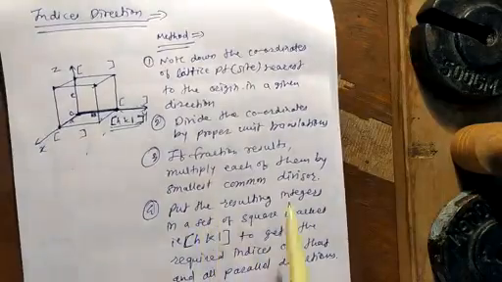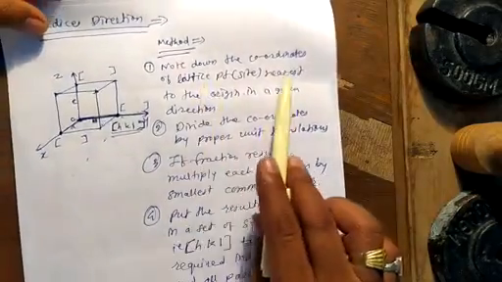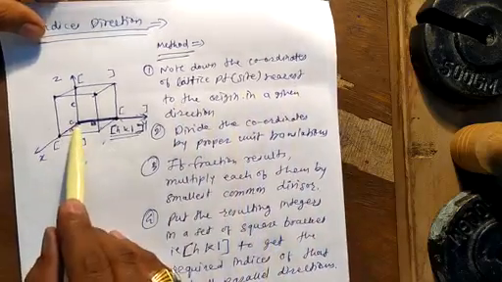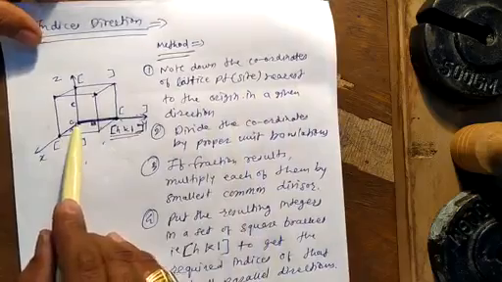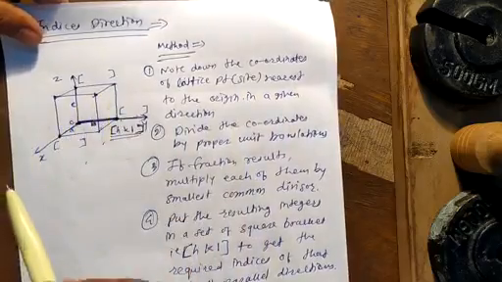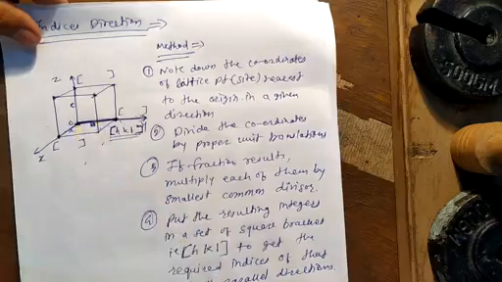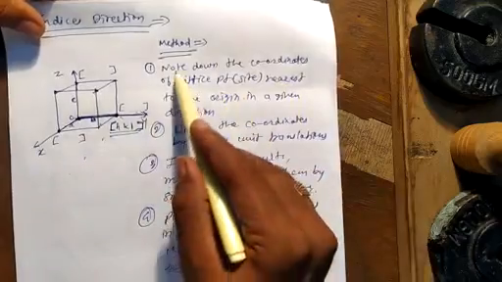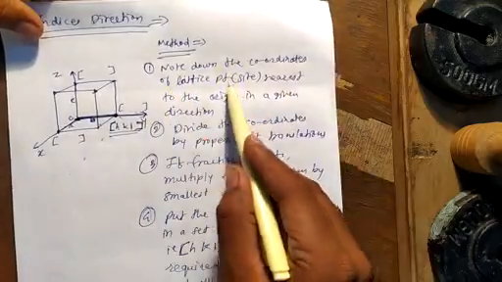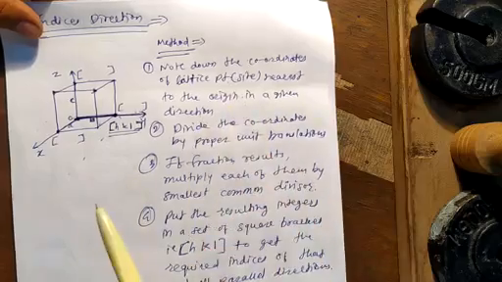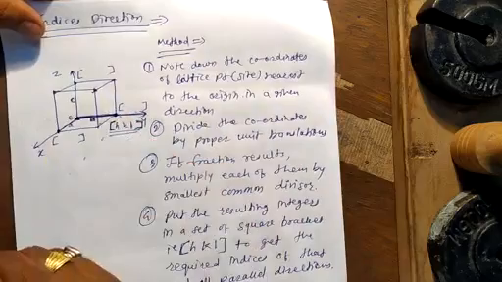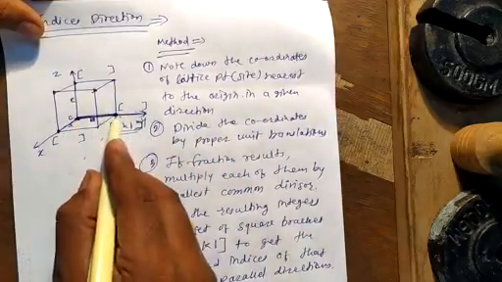Now note down what the steps are. Note down the coordinates of the lattice site nearest to the origin. We are considering here this as the origin. You can consider any point as the origin, but for simplicity, we consider this the origin or reference point. Note down the coordinates of the lattice site nearest to the origin in a given direction. Now suppose this is the lattice point which is nearest to the origin.